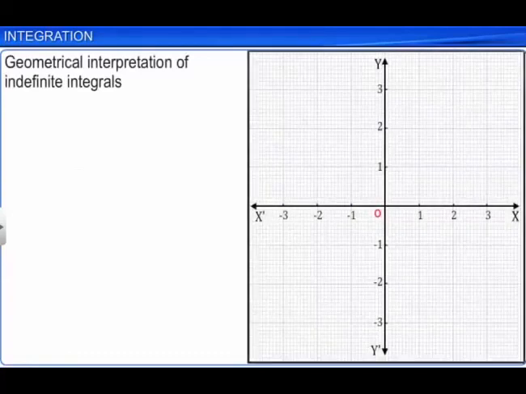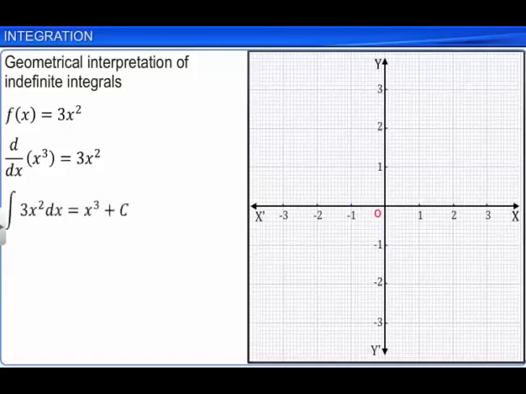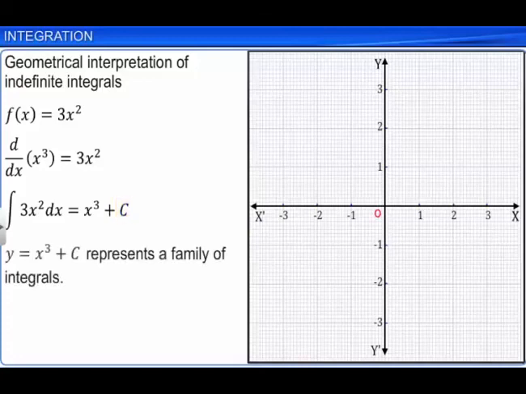Let us now discuss the geometrical interpretation of the indefinite integral. Consider a function f of x is equal to 3x squared. The derivative of x cubed is 3x squared. So, an antiderivative of 3x squared is x cubed plus c, where c is the constant of integration. For different values of c, we get different antiderivatives or integrals of the given function. Let y be equal to x cubed plus c, where c is an arbitrary constant, represent a family of integrals.